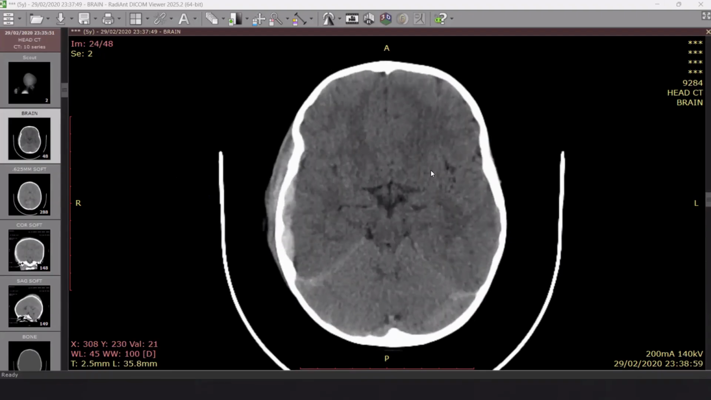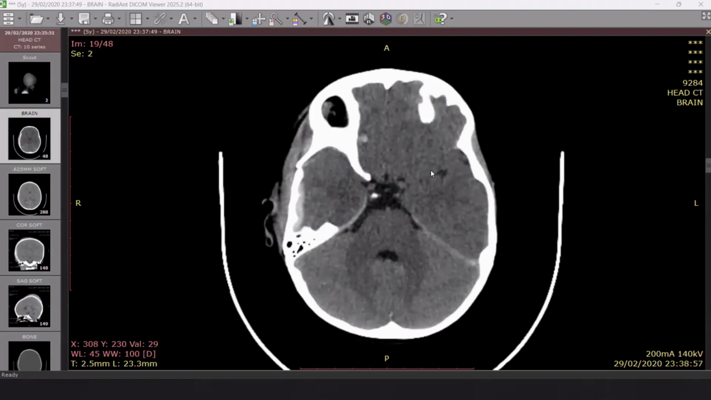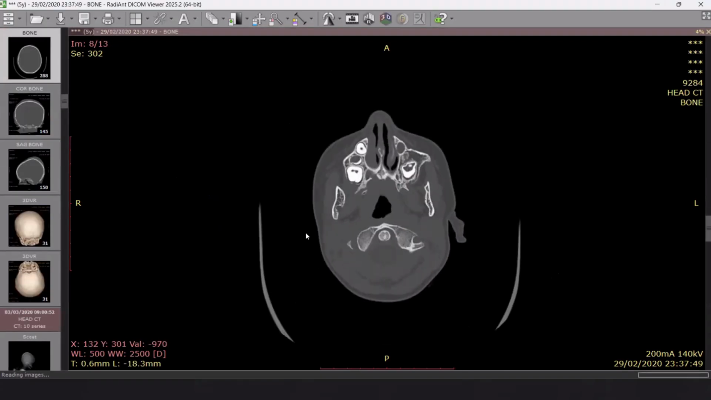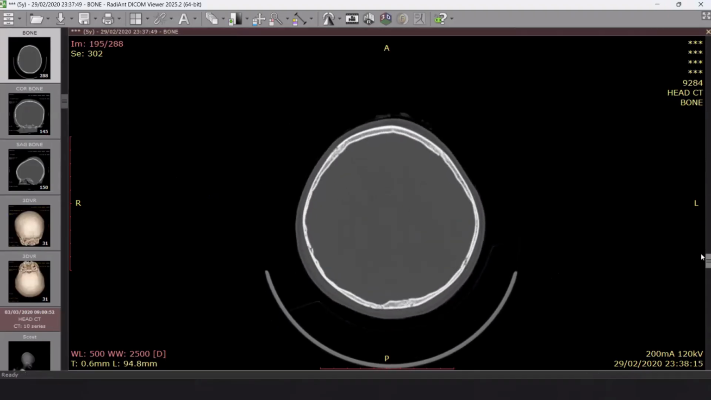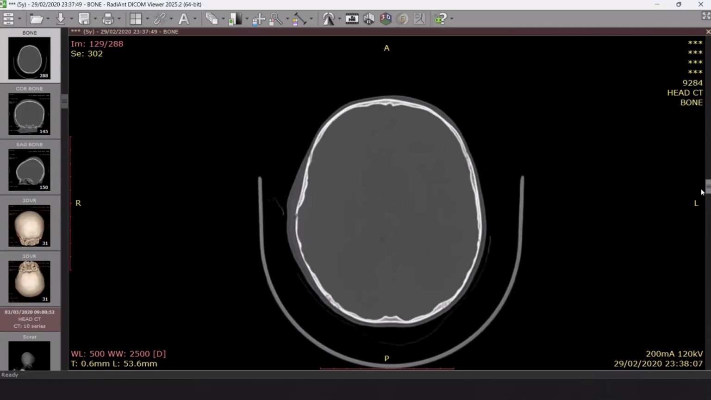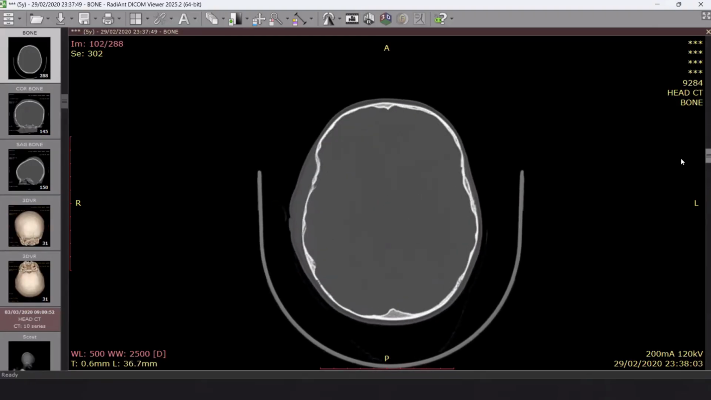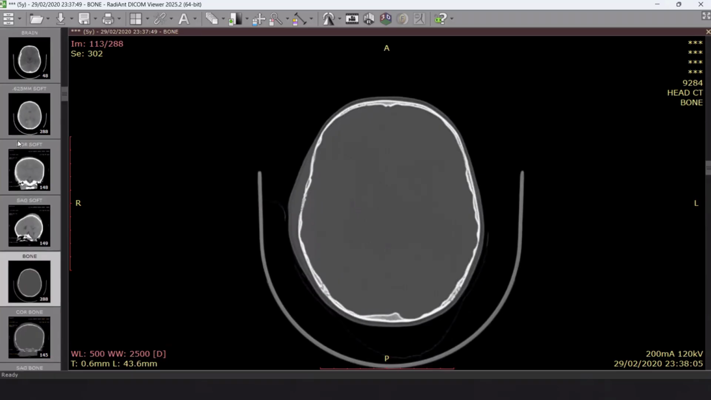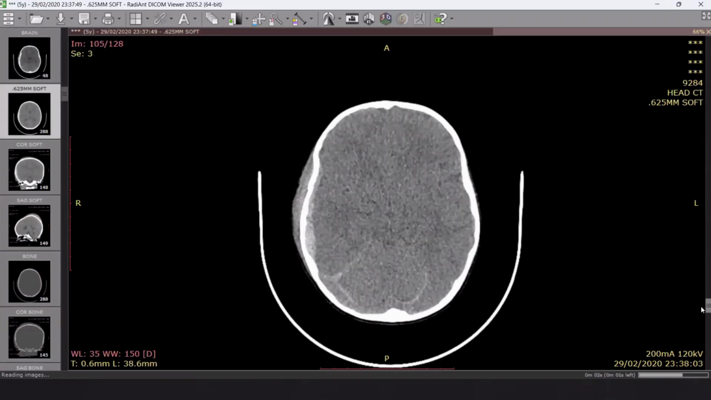Okay. And also this subdural hematoma is centered at the right temporal region, and we have also a bone window. Let's check the bone window. Sir, on the bone window, I could appreciate a fracture involving the right parieto-temporal bone, causing diastasis of the suture. Very nice.